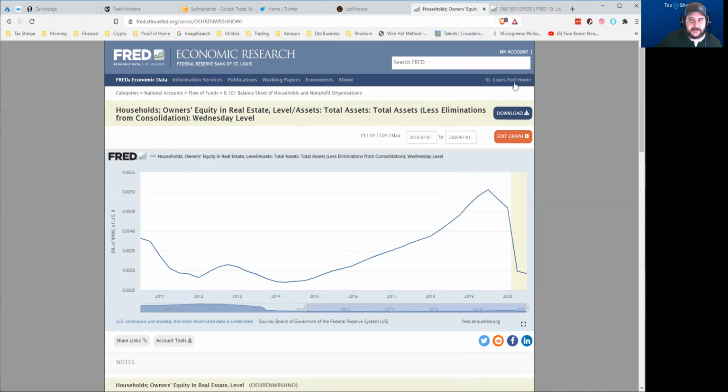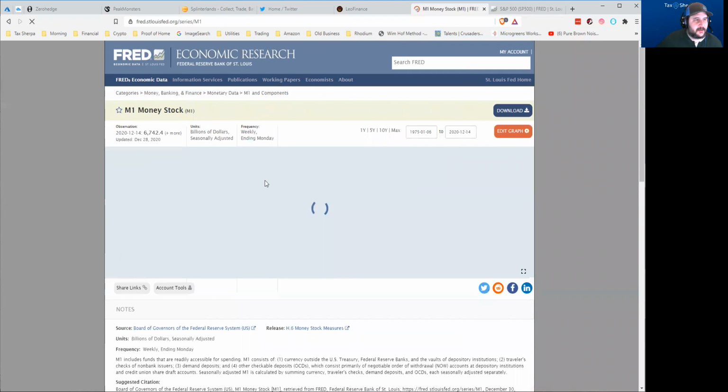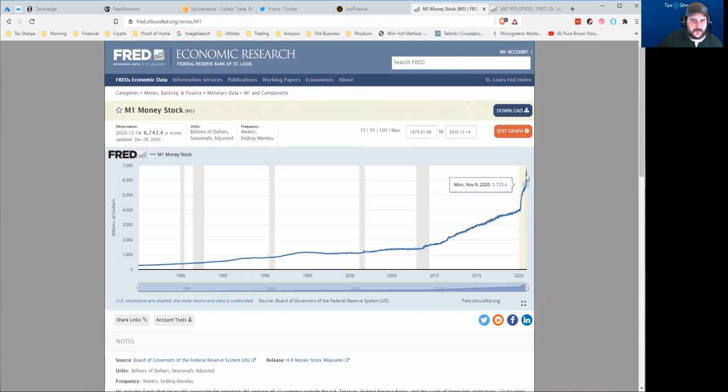So one thing I looked at the other day was if we look at M1. You see this enormous spike going from 4 trillion up to 6.7 trillion. So let's say 6742 divided by, let's see, 4078, and that's a 65% increase in the M1 money stock from the beginning of March 2020 up to now.